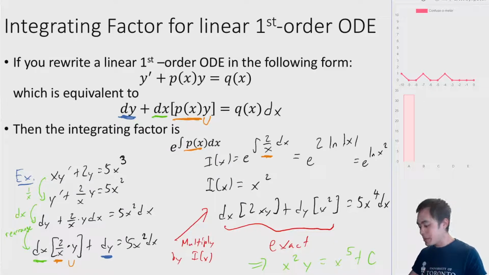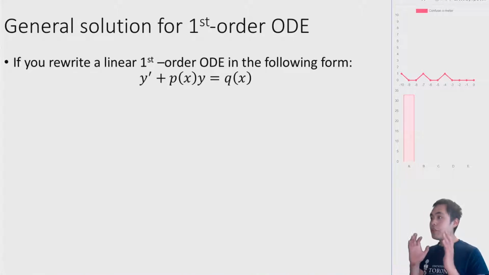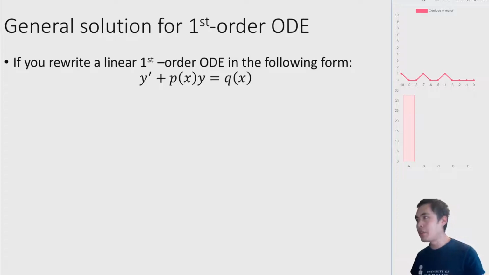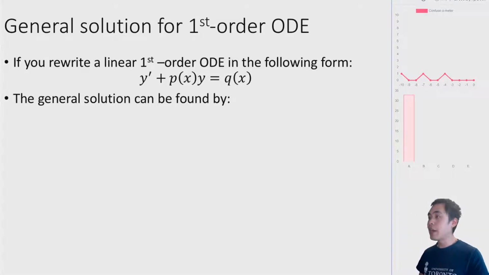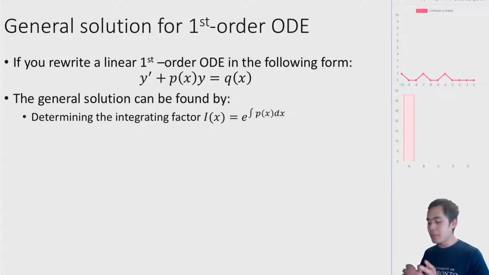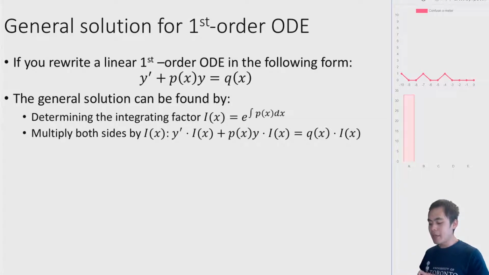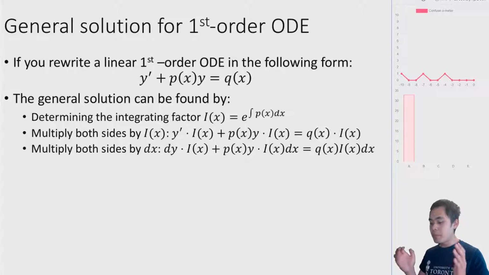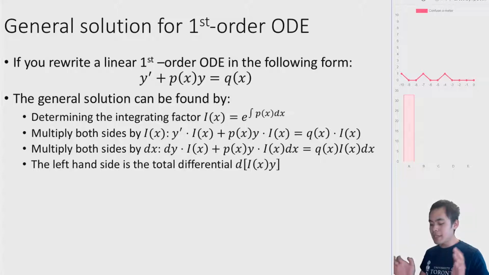Let's go through all these steps of the algorithm again, just to make sure. So if you rewrite a linear first order ODE in this form, y prime plus p of x y is equal to q of x, and you can rewrite every linear first order ODE in this form, then you can find the general solution by first determining the integrating factor, which is just I of x is equal to e to the integral of p of x dx. You multiply both sides by I of x. You multiply both sides by dx.